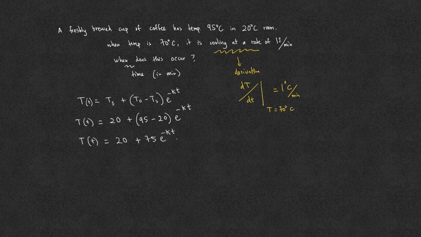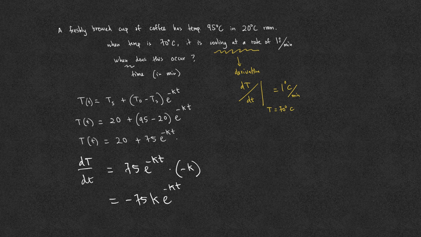derivative. And so T prime, or dT/dt, equals, there are two terms here. The derivative of 20 is 0, and the derivative of 75 times e to the negative kt is 75 e to the negative kt, and we still need to use the chain rule. The derivative of negative kt is negative k. And so the derivative is negative 75k e to the negative kt.